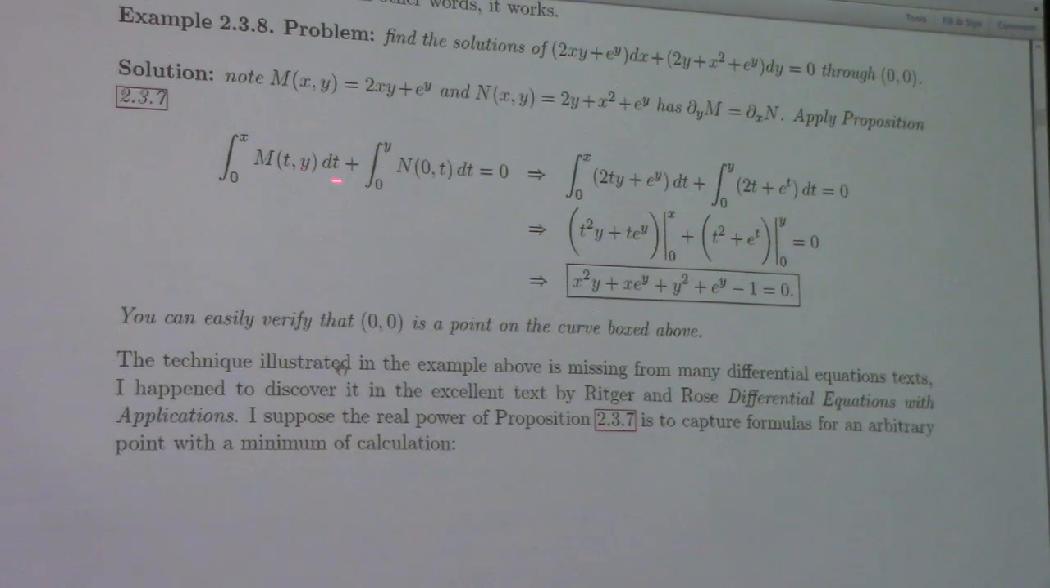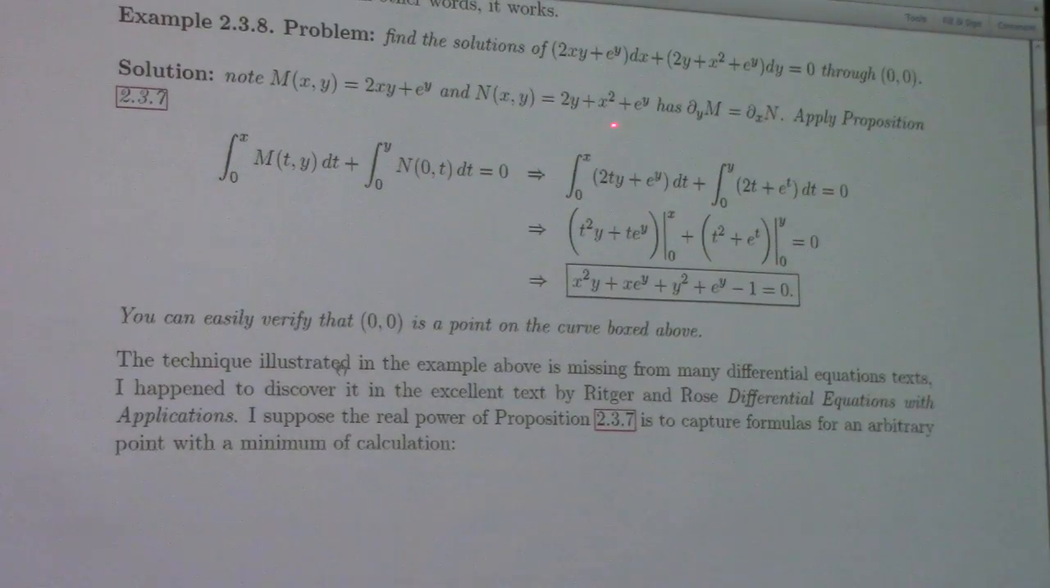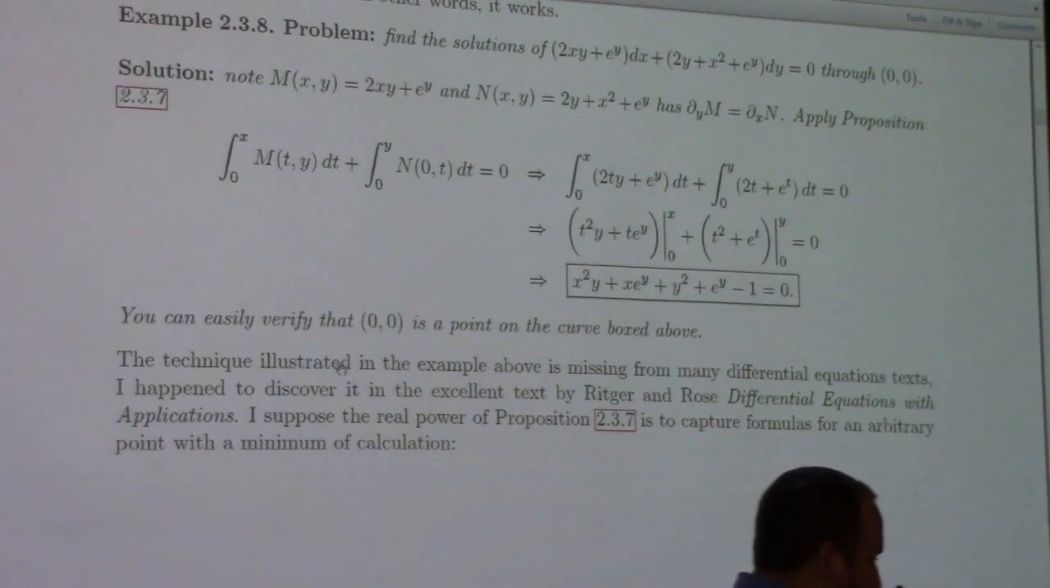And when you do these integrals, I have to take m and evaluate it at x equals t and y equals y. So that gives me 2ty plus e to the y, right? I take n, I plug in 0 for x, I plug in t for y. So that gives me 2t plus e to the t. You do these integrals, and there you go. I want to find the solution through the origin. But that was just a choice to illustrate the theorem. Here, another example.